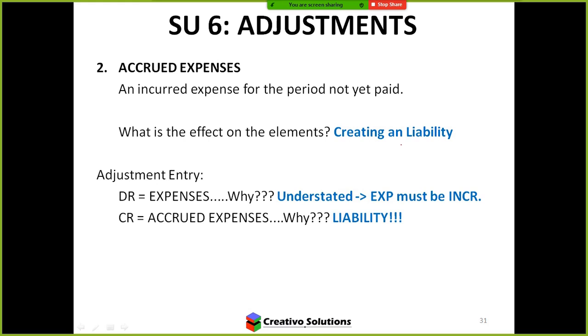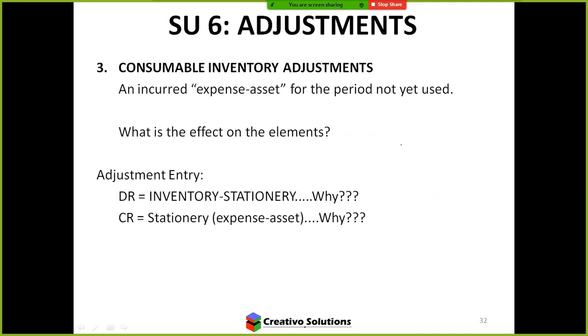Happy with that one? Perfect. Let's see if you remember this one. Tell me about this one. What is a consumable inventory adjustment? I.e., notice I'm using inverted commas, an expense asset. In other words, I haven't used all of the expense. I haven't used it up.